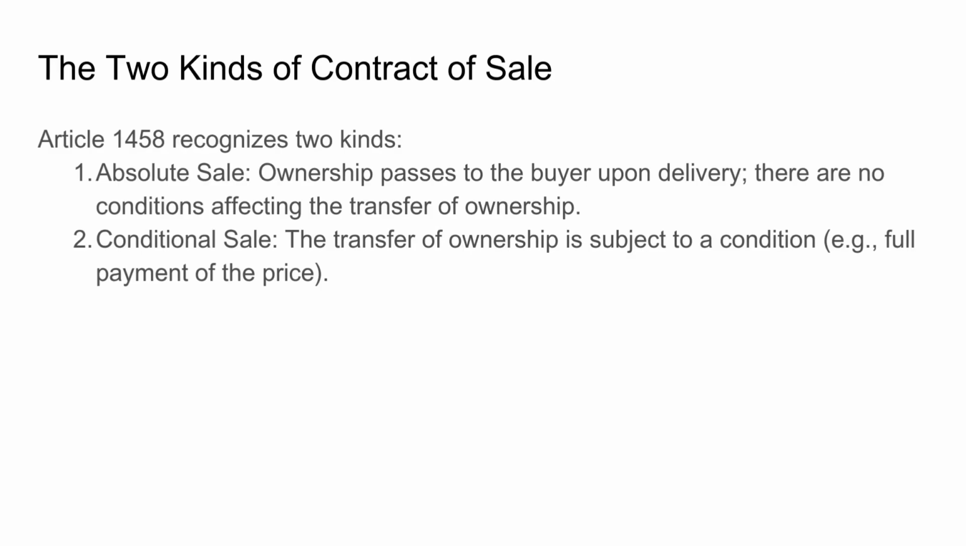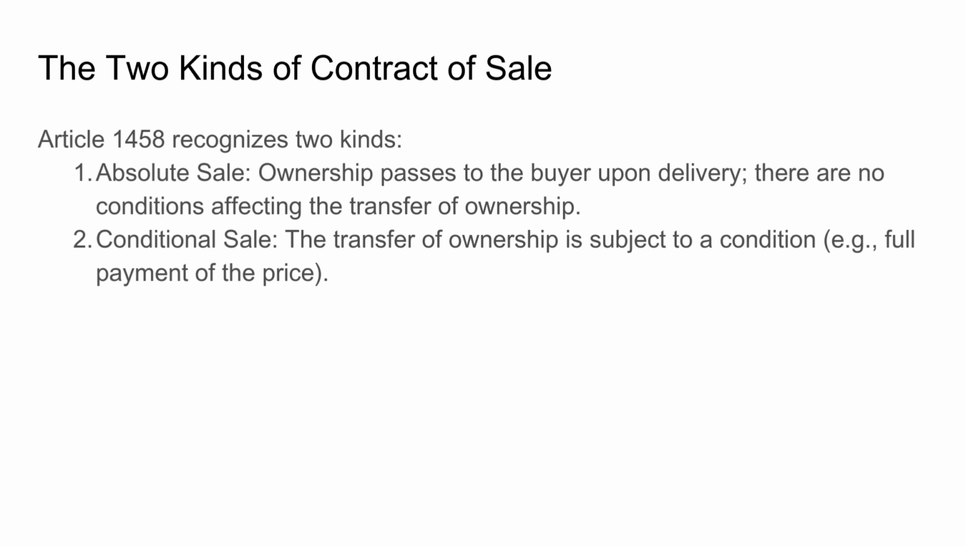Finally, Article 1458 recognizes 2 kinds of sale. Absolute sale: ownership passes to the buyer upon delivery. Conditional sale: ownership transfers only upon fulfillment of a condition, usually full payment. In the recent case of Estepona versus Estate of Aquino, the Supreme Court explained that in an absolute sale, title passes upon delivery. In a conditional sale, ownership remains with the vendor until the agreed condition is satisfied.